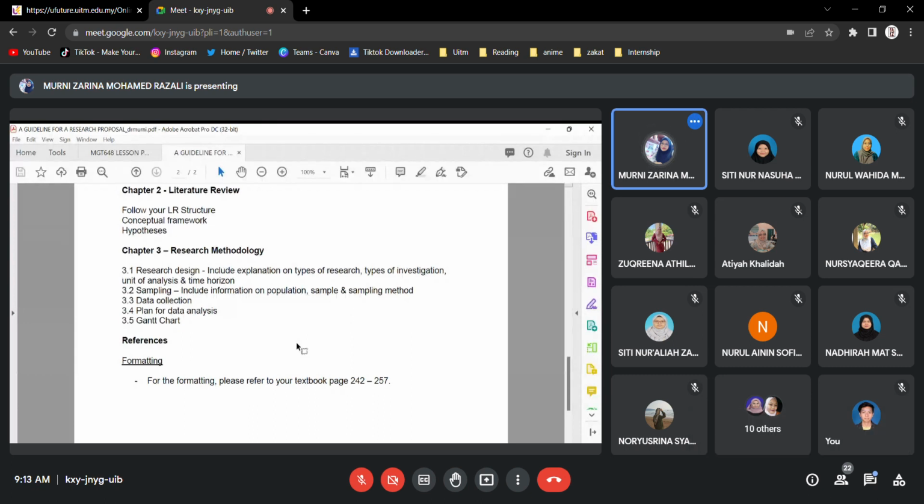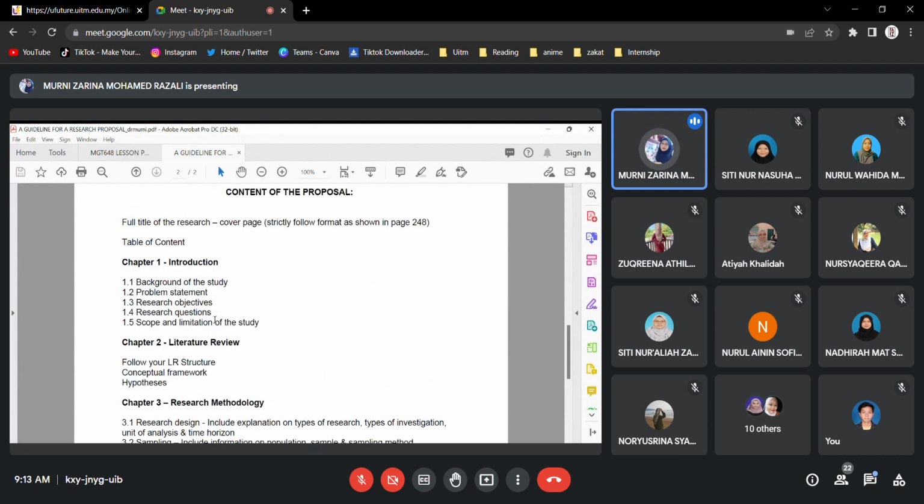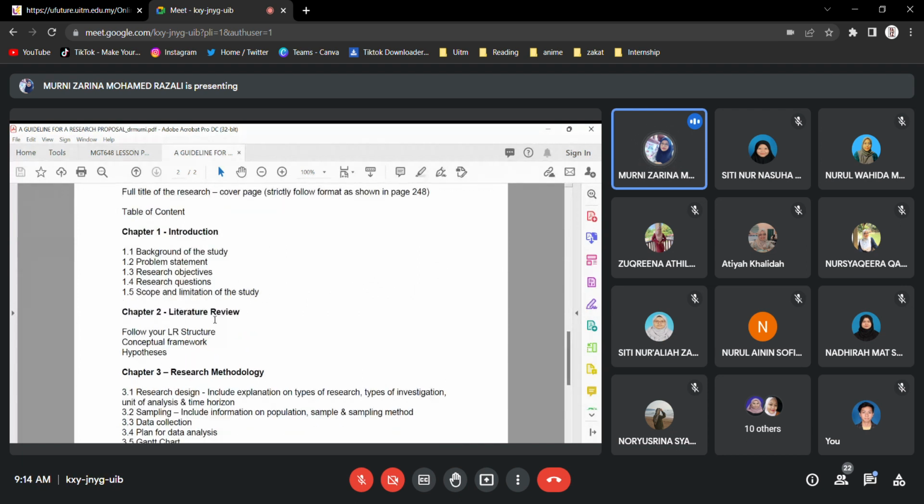Sebabnya by week 9 atau week 10 macam tu you supposed to collect your data lah. So this is the guideline. Like I mentioned to you on Monday tu, you need to prepare your problem statement. Next week I nak tengok you punya problem statement, you kena submit problem statement.